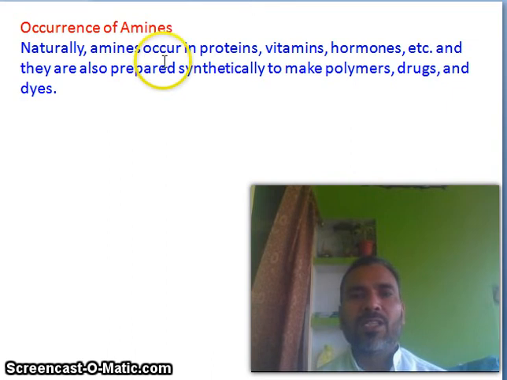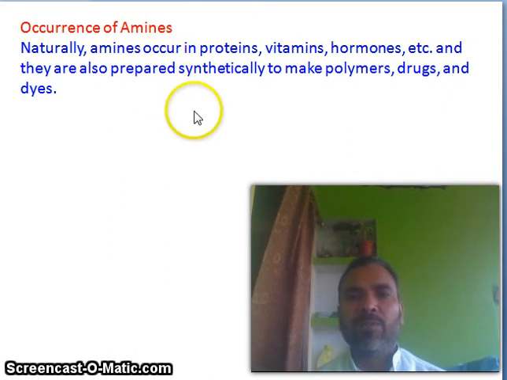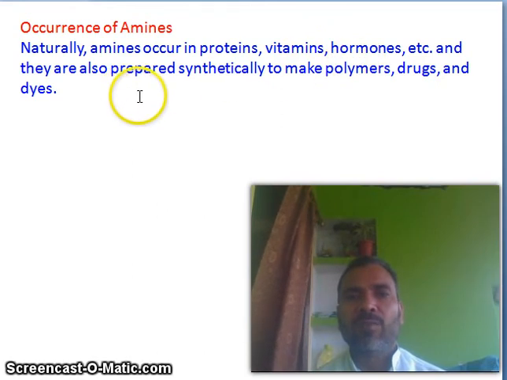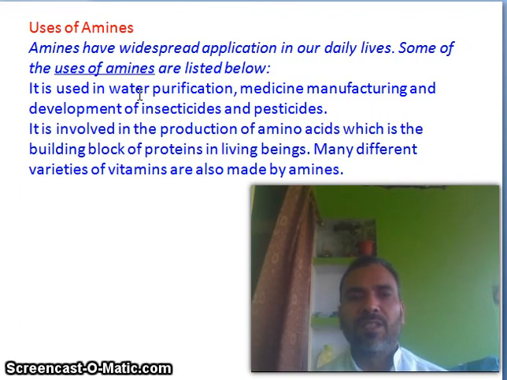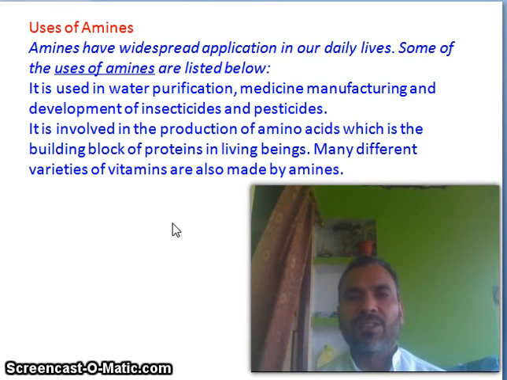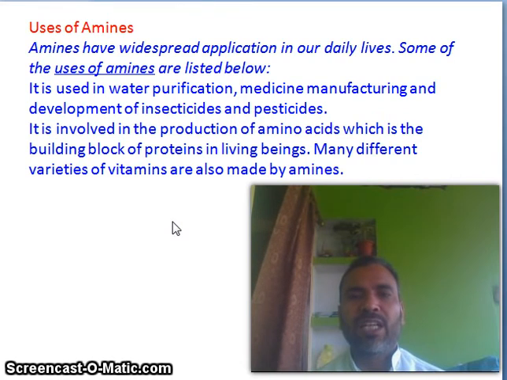Now occurrence of amine. Naturally amines occur in protein, vitamins, hormones, etc., and they are also prepared synthetically to make polymers, drugs and dyes. What are the uses of amines? Amines have widespread application in our daily lives. Some of the uses of amines are: it is used in water purifications, medicine manufacturing, and development of insecticides and pesticides. It is involved in the production of amino groups, which is the building block of protein in living beings.